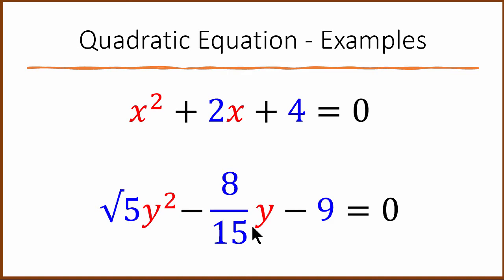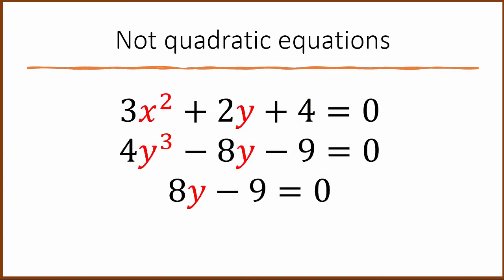Let's look at examples of equations which are not quadratic, and why. These are not quadratic equations, and let us see why. The first one is not a quadratic equation because it has two different variables, x and y. The highest power is 2, so it is like a quadratic equation, but it's not because there are two different variables. A quadratic equation can have only one.